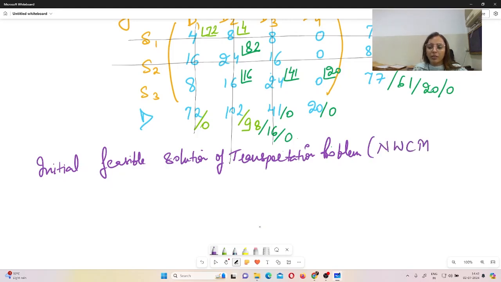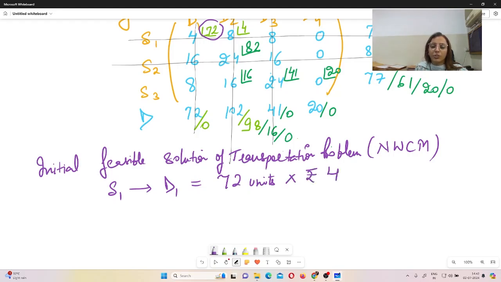The northwest corner method. For example, we have taken from S1 and supplied to D1. How many units have we supplied? 72 units, right? So we write it over here as 72 units, at a cost of rupees, how much? That is 4. So 72 multiplied by 4 will be the cost. Now from S1 we have supplied to D2 also. Yes, we have supplied to D2 also.